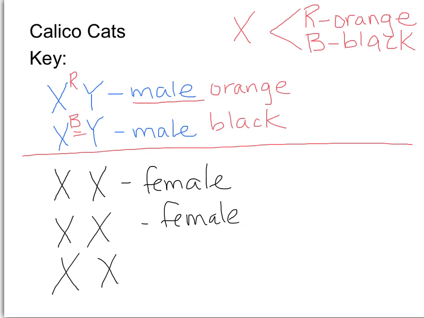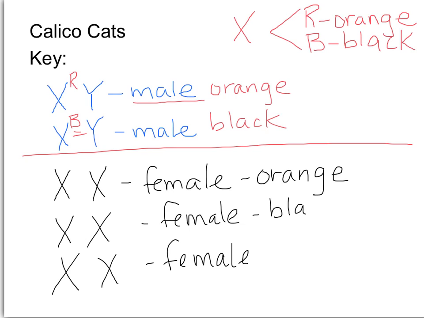Okay, and we have 2 alleles that are codominant. If I want, I can make an orange female, a black female, or a calico female, which is a black and orange cat, right? So my female that is orange needs to have 2 of the orange alleles. She has to have 2 because they're codominant.